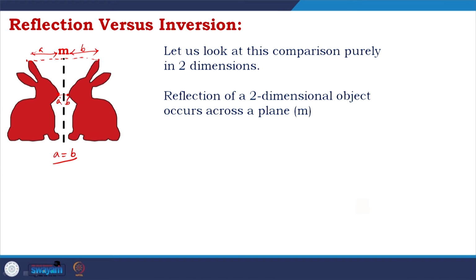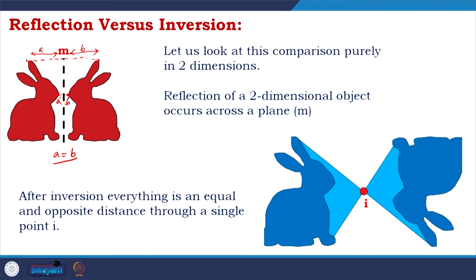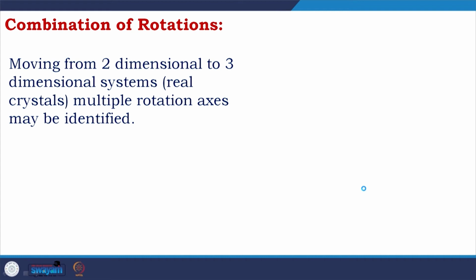So, as A prime B prime. After inversion, everything is an equal and opposite distance through a single point I. If you see, this is the point of inversion, you get those equidistant, like you get here, but here through this point only, here through this axis, that is the difference.